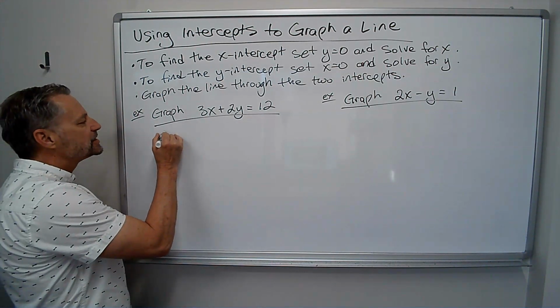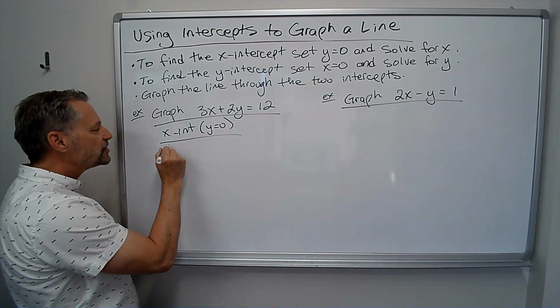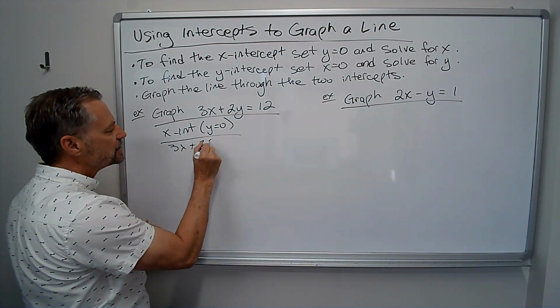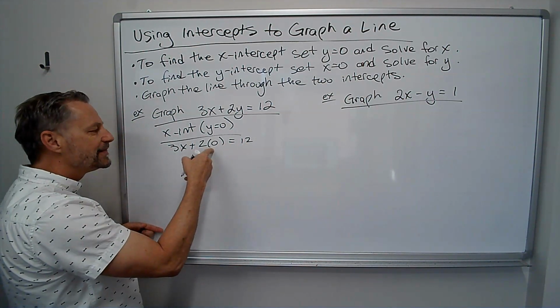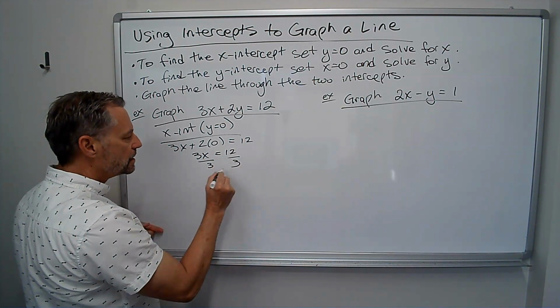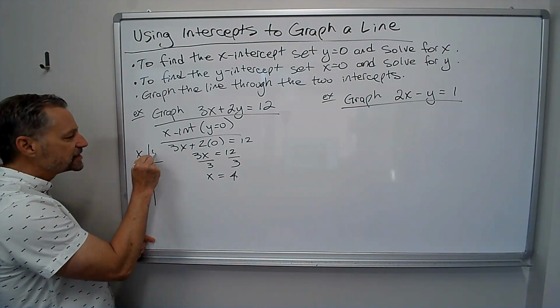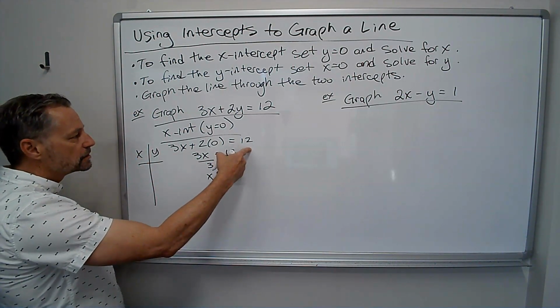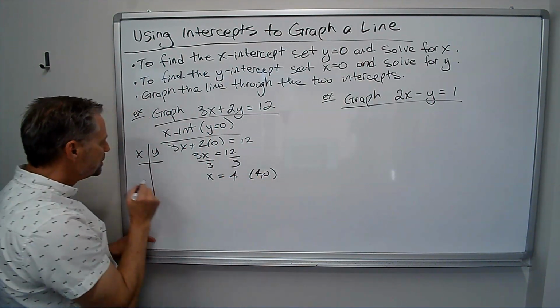Now, remember, to find the x-intercept, we're just going to set y equal to 0. So we do that, we get 3x plus 2 times 0 equals 12, and we're just going to solve that. That's a 0, so I just get 3x equals 12, divided by 3, x equals 4. So what I've gotten is, when x is 4, y is 0. So I have the point (4, 0) as my x-intercept.